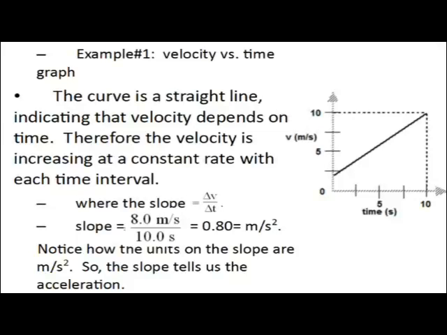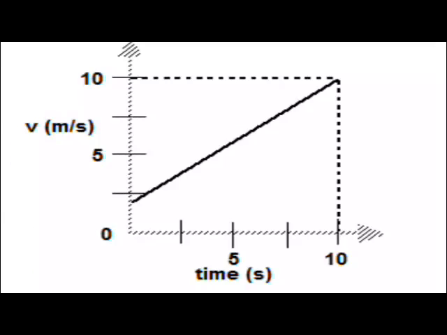All right, so let's just do one example talking about those concepts. Over to the right here, you're going to notice this is a velocity versus time graph. On your y-axis, you have velocity, and that's in meters per second here in parentheses. On your x-axis, you have time, and the units on that would be seconds here in parentheses. The first thing you can notice, as the time is increasing on your x-axis, your velocity on your y-axis is also increasing. So you would have a direct relationship between the two variables. The curve is going to be a straight line, so that's going to tell you that, first of all, the velocity is going to depend on the time. Therefore, the velocity is increasing at a constant rate with each time interval.